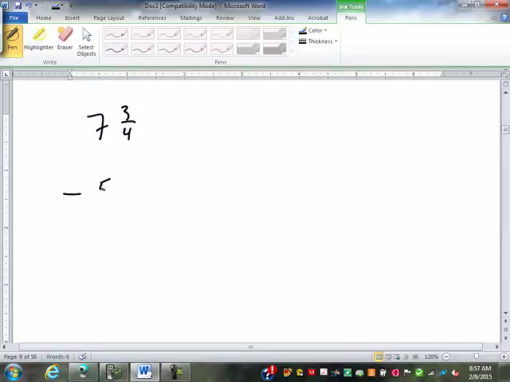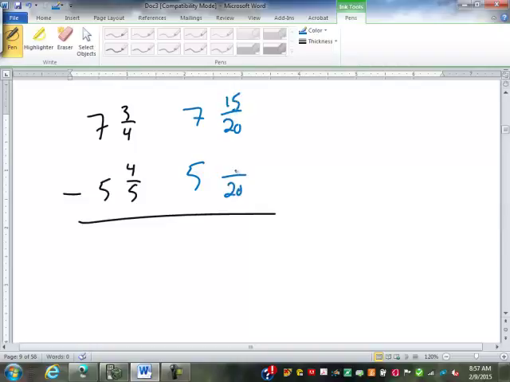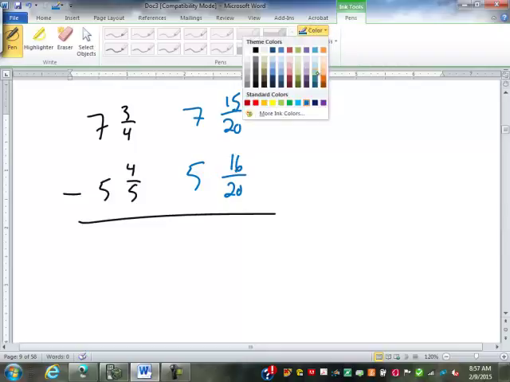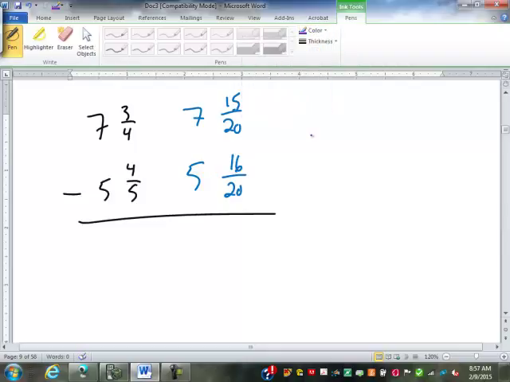Let's do 7 and 3/4 minus 5 and 4/5. Common denominator: 20. This will be 15, and this will be 16. 4 times 5 is 20, or 5 times 4 is 20, 4 times 4 is 16.